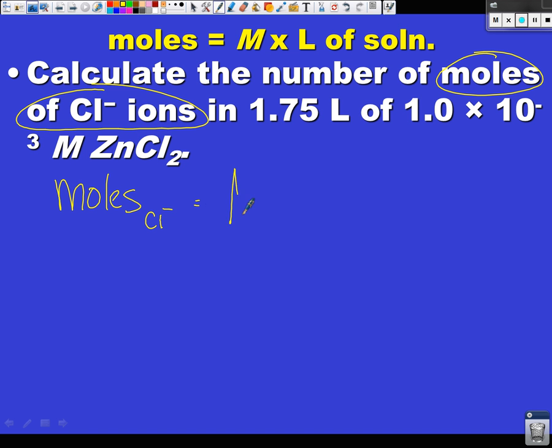So, technically, I need the concentration of the chloride ion, true? Okay? And I'm going to multiply it times what? The volume. I need the molarity, the concentration of the chloride ion. Is it possible to find? Very easy. Yes. Now, let's start with the easy part. Let's start with the volume. What's the volume? 1.75 liters. That's the easy part. How do I find the concentration of the chloride ion?